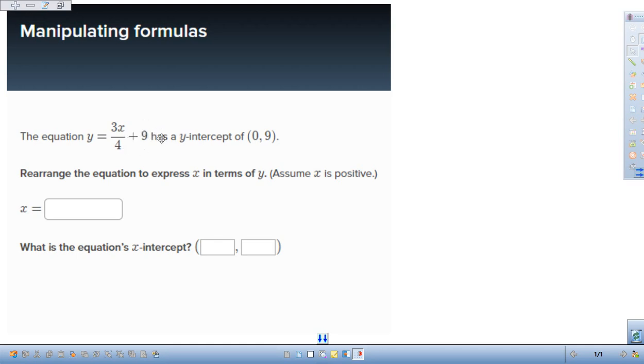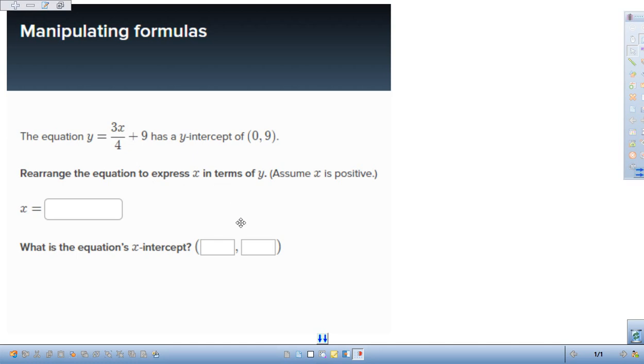And then 9 is where the intercept is, okay? And it tells us that it has a y-intercept of (0, 9). What that means is that when x is 0, it's crossing the y-axis at the number 9. And you can see that because if you put 0 here, 3 times 0 would be 0. 0 divided by 4 is 0. 0 plus 9 is 9. So when x is 0, y is going to be 9. I usually just cover that up and say there is 9, because this is going to turn into nothing when I put x as 0.